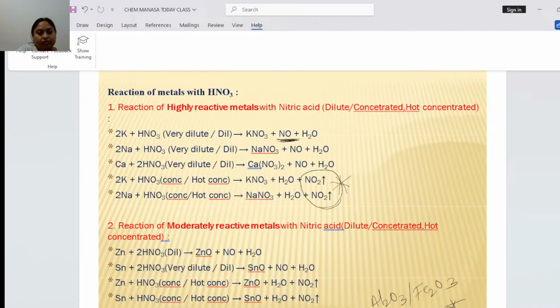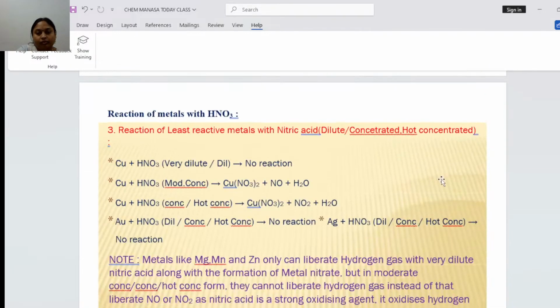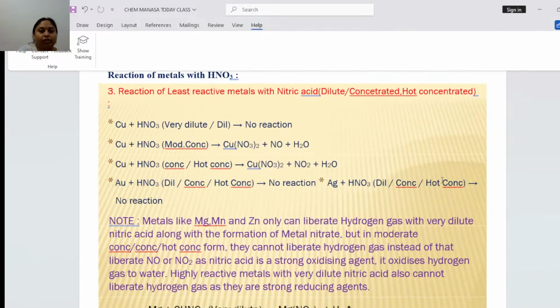And next, copper. It is a very, very important one, an expected question. So in very dilute condition, no reaction is taking place, in moderate concentration we will get NO, and in concentrated or hot concentrated condition we are getting nitrogen dioxide. This also you have to remember. When it comes to silver and gold, whatever the condition, no reaction.